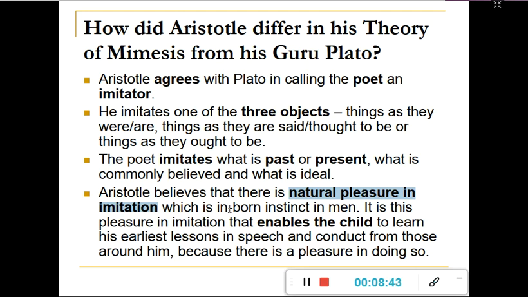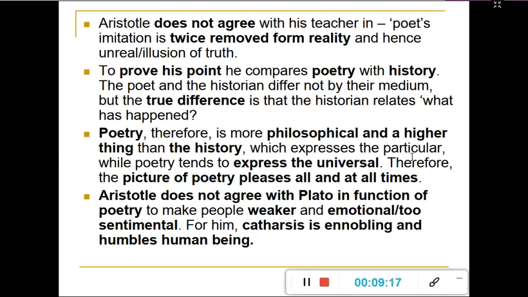الإكزامبل ده إيه؟ أهو born instinct in man. هي الimitation دي جزء فطري من حياة الإنسان. البني آدم اتولد إنه يعمل imitation. ليه بقى؟ it is the pleasure in imitation that enabled the child to learn his earliest lessons in speech and conduct from those around him because there is a pleasure in doing so. underline يبقى the child since his early days he imitates his parents, he imitates how to eat, he imitates how to walk, he imitates how to run. فالimitation according to Aristotle something completely very important, very significant.